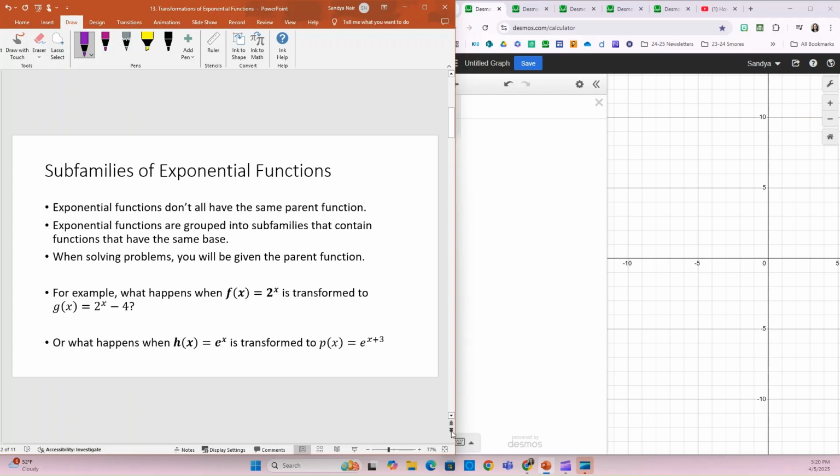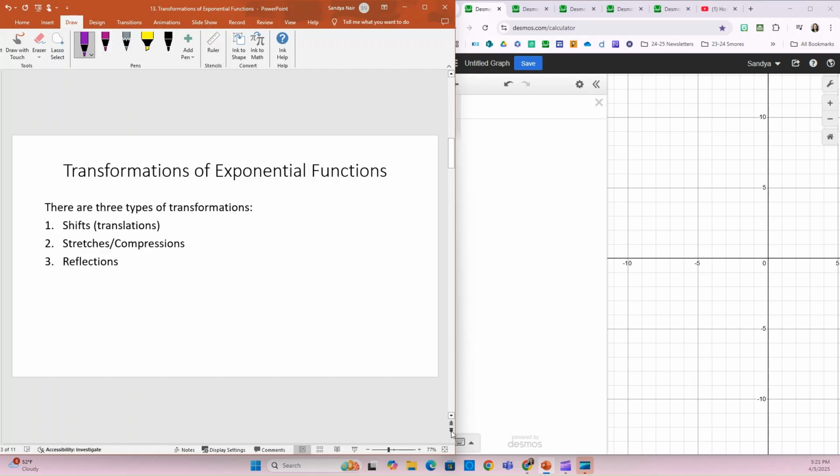So that's this parent function of the subfamily is transformed to g of x equals 2 to the x minus 4. Or what happens when h of x equals e to the x, which is another parent function of the subfamily that has base e, is transformed to p of x equals e to the x plus 3.